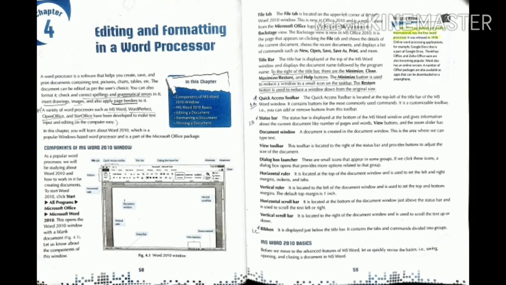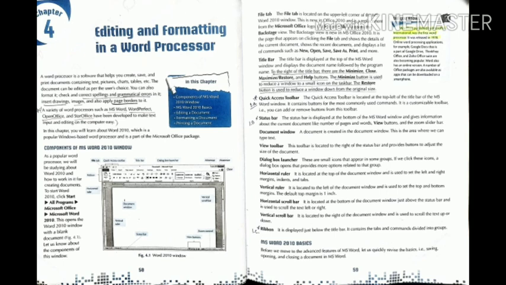Next, the document window. Now the document window is created in the Windows document window. This area is where you can type text. So the white area or the page-like area which you can see on the window is the document window.